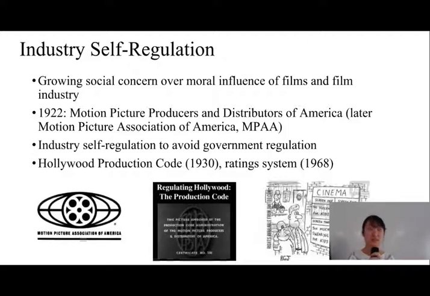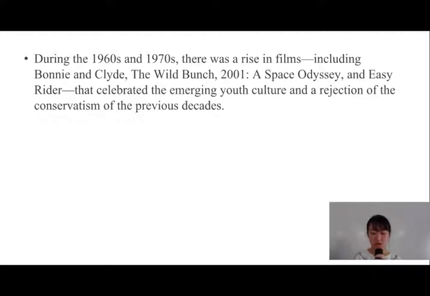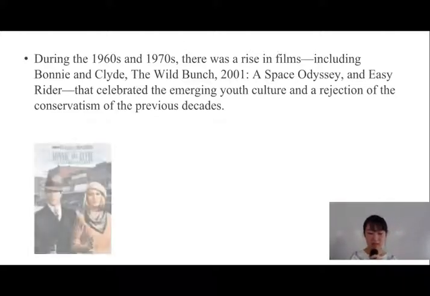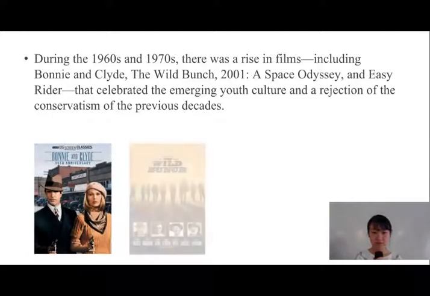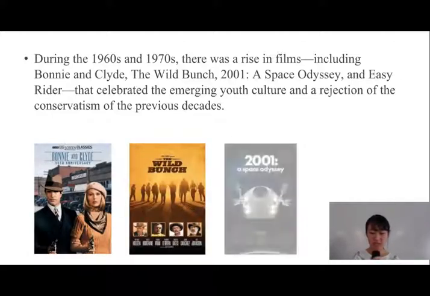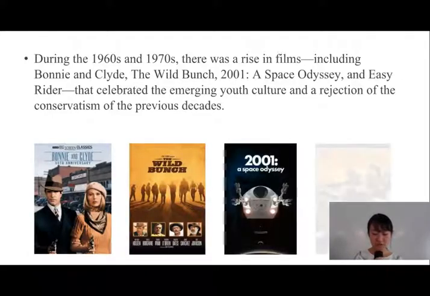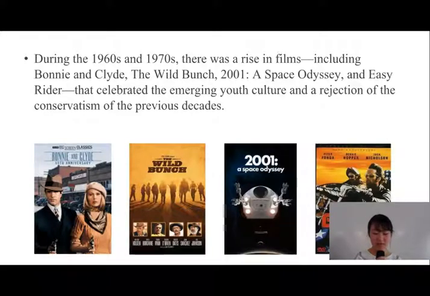During the 1960s and 1970s, there was a rise in films, including Bonnie and Clyde, The Wild Bunch, 2001: A Space Odyssey, and Easy Rider, that celebrate the emerging youth culture and a rejection of the conservatism of the previous decades.